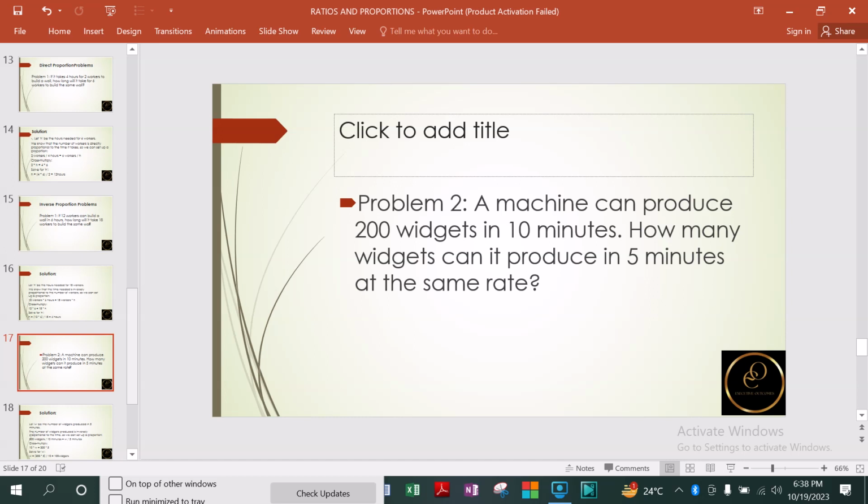So what will happen in this particular case? Less time will be involved. So what do you expect? What would you expect? How many widgets can be produced in 5 minutes at the same rate? Okay, so that's what we are going to look at.